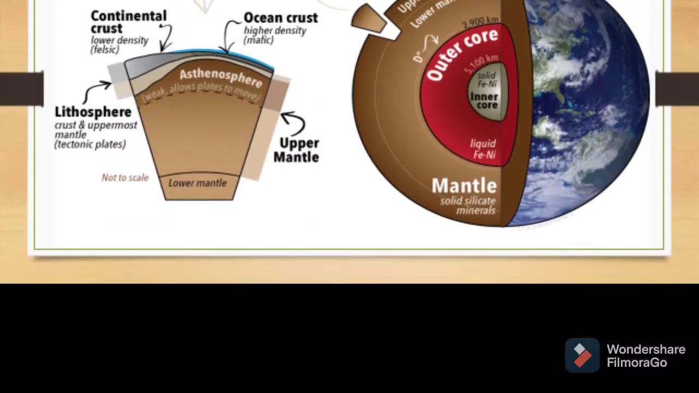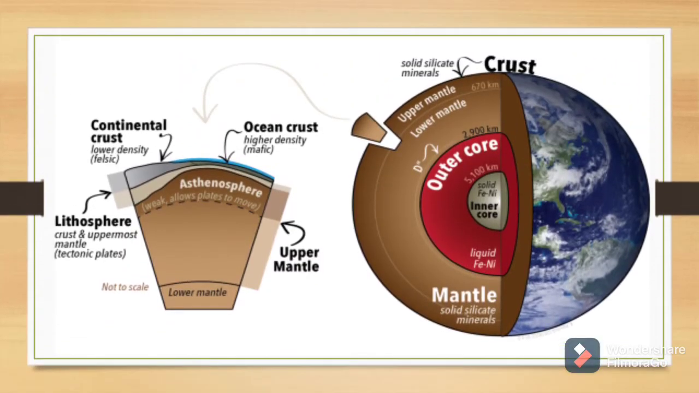So here is a picture in which you can see how crust and mantle are divided and subdivided. Oceanic crust, continental crust, then comes the upper and lower mantle. That's how the Earth looks from the inside.